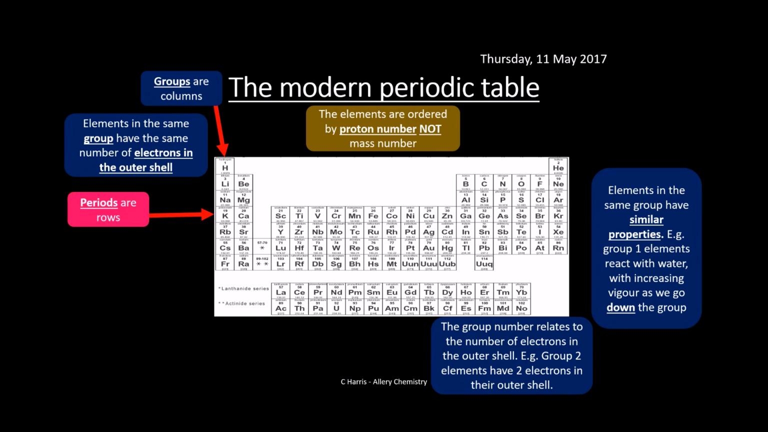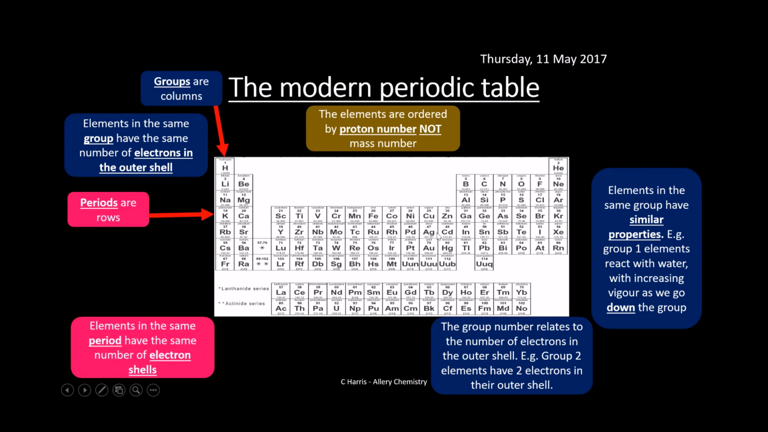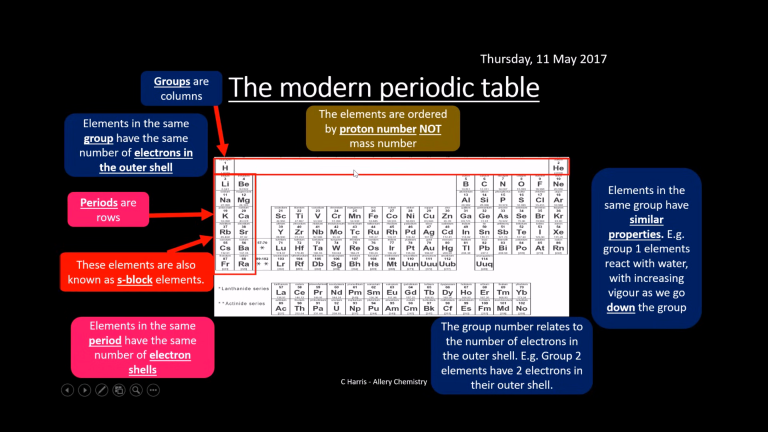Periods are in rows, so these go across, as you can see, going across here. And elements in the same period have the same number of electron shells. Okay, so basically this is period 2, so they all have 2 electron shells.